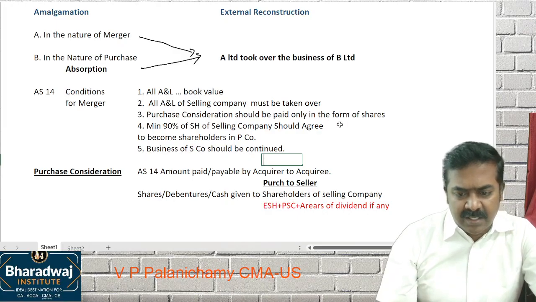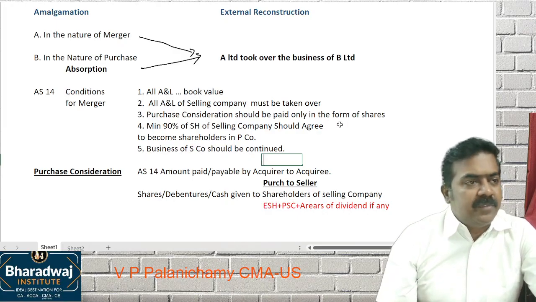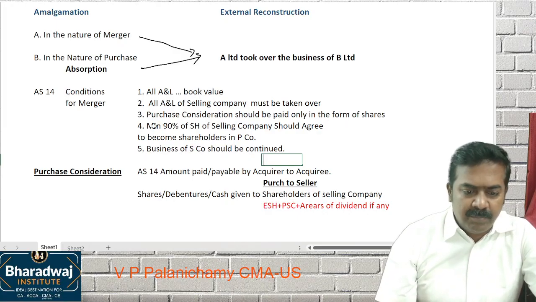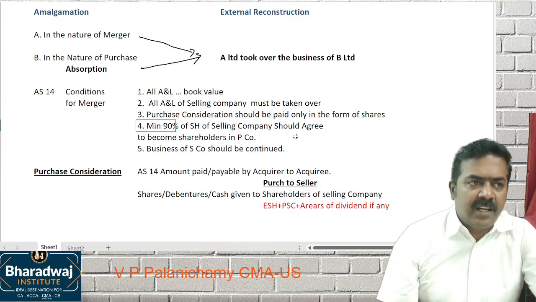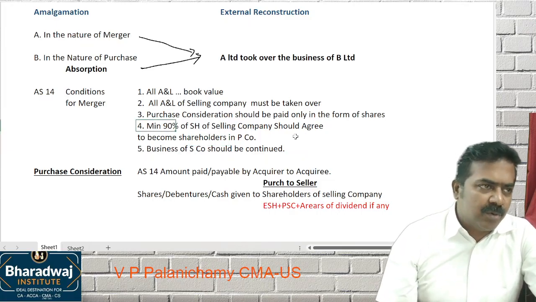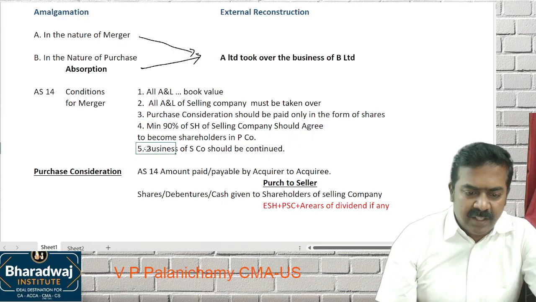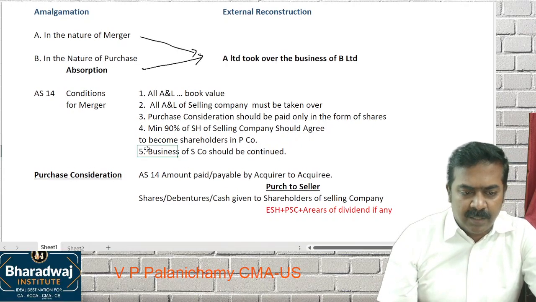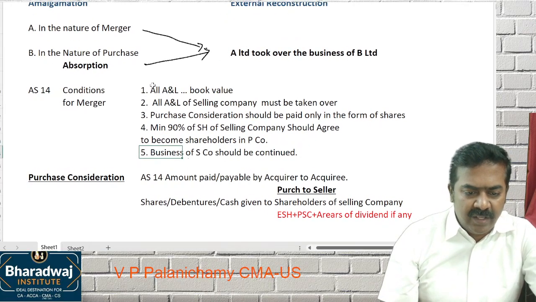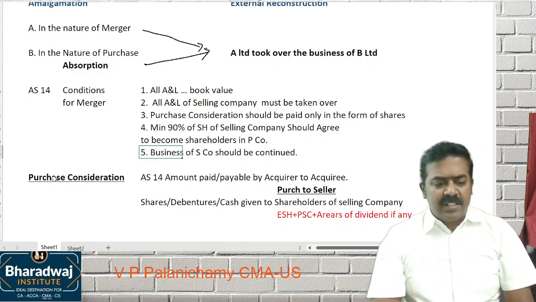Then purchase consideration should be paid only in the form of which one? Shares. Minimum 90% of shareholders in the selling company should agree to become what? Shareholders in the purchasing company. Then the business of the subsidiary company, the selling company, should be continued. Only when all these 5 conditions are fulfilled, we call it a merger.